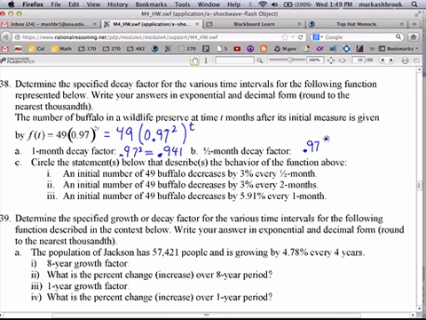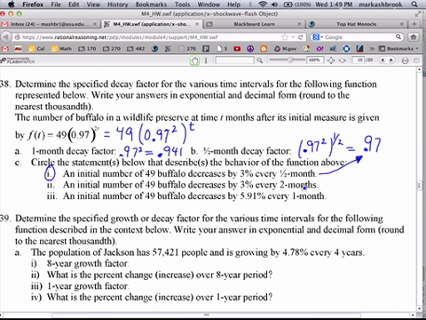So we could take the 1 month decay factor and do what to it? Raise it to the 1/2. And I think that's where we get the 0.97. So, true or false? The initial number of buffalo decreases by 3% every 1/2 month. So we look at the 1/2 month decay factor. Is it decreasing 3% every 1/2 month? That's exactly what that means. If we keep 97%, we're decreasing 3%. Yes.